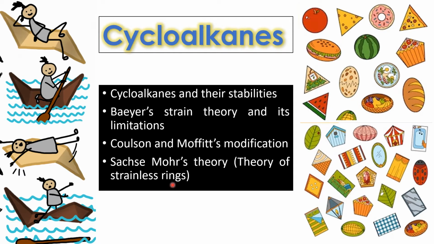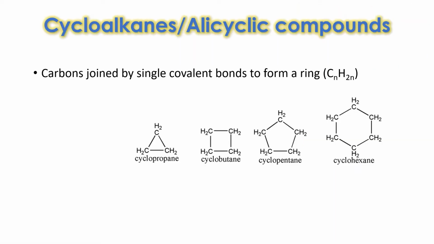Out of all the structures in organic chemistry, cycloalkanes are the easiest to draw because you will see they assume shapes of the things which you see in your everyday life. So what are cycloalkanes? They are nothing but alkanes, but their ends are joined to form a cyclic ring.